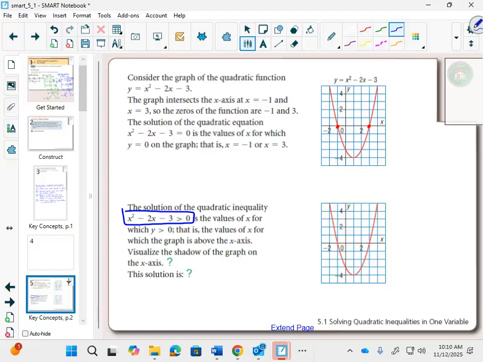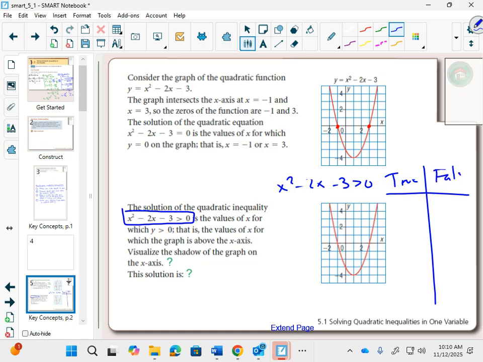So what I want you to do right now is we're going to look at this. x squared minus 2x minus 3 greater than 0. And I'm going to make a little chart here. I want you to tell me an x value. I think an easy one would be 0. If x is 0, is the following statement true or false? False. If x is 0, it is false. So I can put 0 is definitely false.